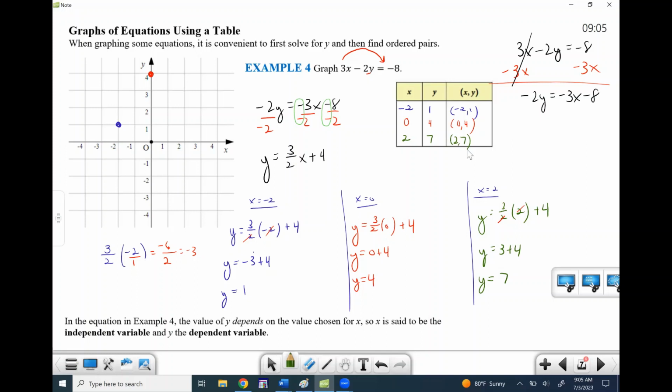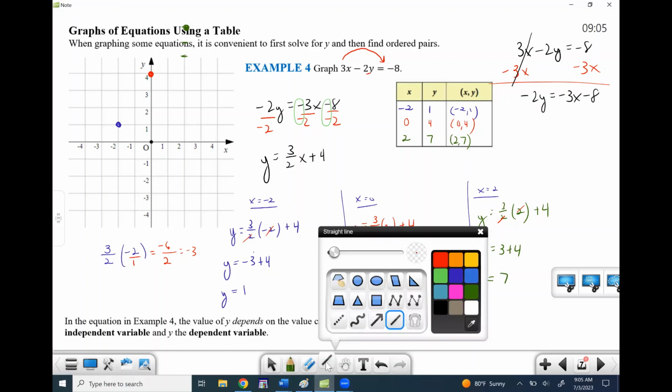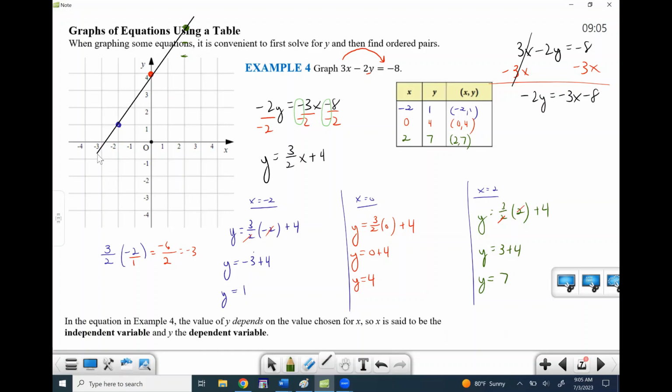Now 7's off the grid. I could kind of continue it. Let's see here. It looks like this would be about 5, this would be about 6, and this would be about 7, like up there maybe. And then I would just go and graph my line. So let me go ahead and do it in black. There's my line, kind of, sort of. Rotate it a little bit.